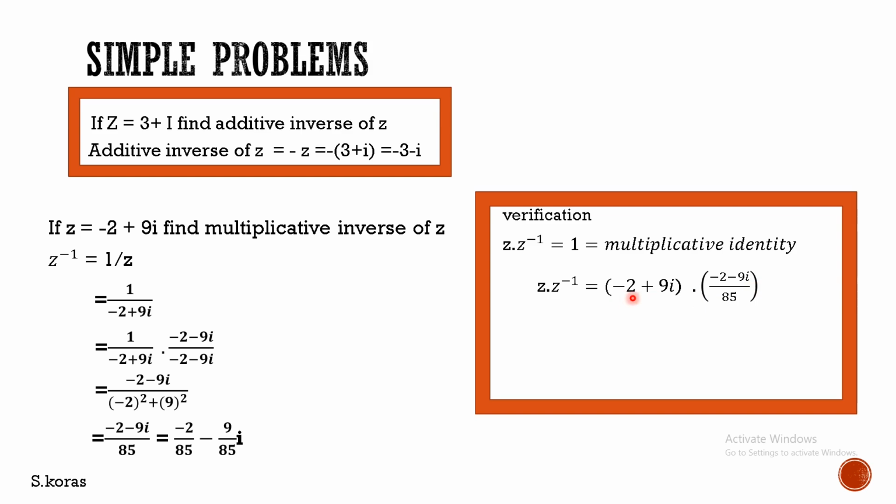If you multiply these two, this is a complex number, this is its conjugate. So while multiplying, we have to do real part square plus imaginary part square. Your answer will be equal to minus 2 the whole square plus 9 square divided by 85. So your answer will be 85 by 85 equal to 1. This is your multiplicative identity. So now we have verified this also. So I hope now you know how to find the inverse for addition and the inverse for multiplication.